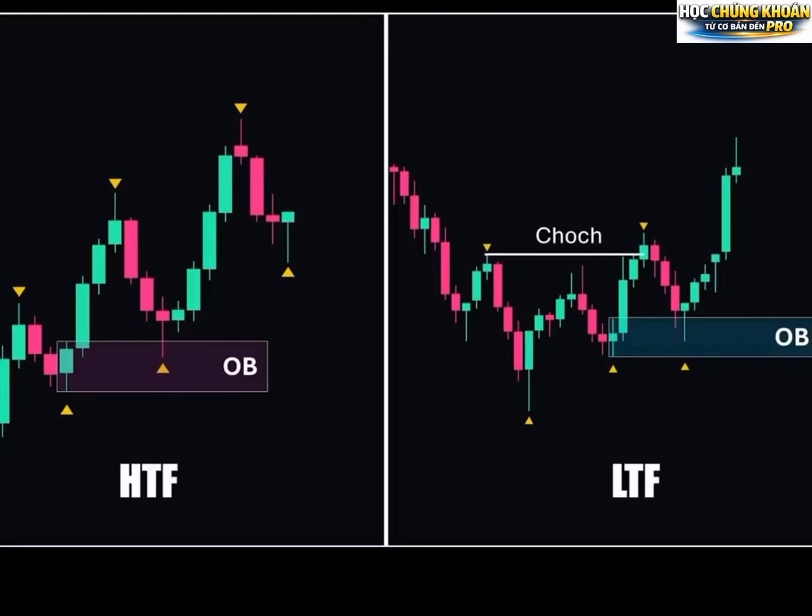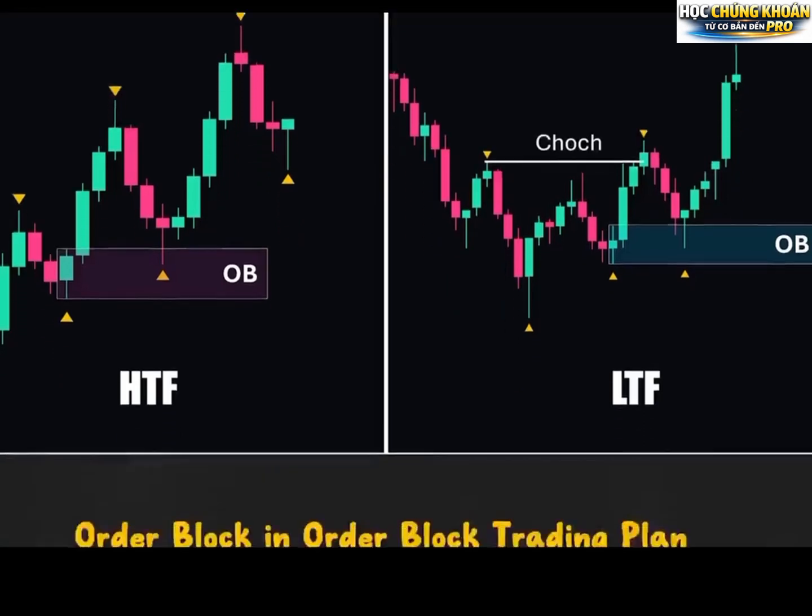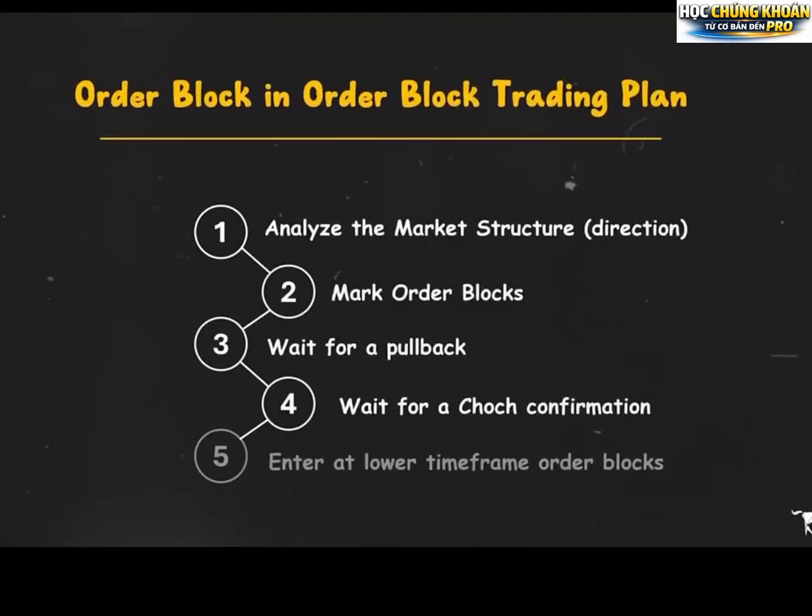Hey guys, in this video, we're going to explain one of the most powerful smart money trading strategies, the order block setup. By combining market structure with order blocks, this strategy helps you identify simple yet high-quality trade opportunities.